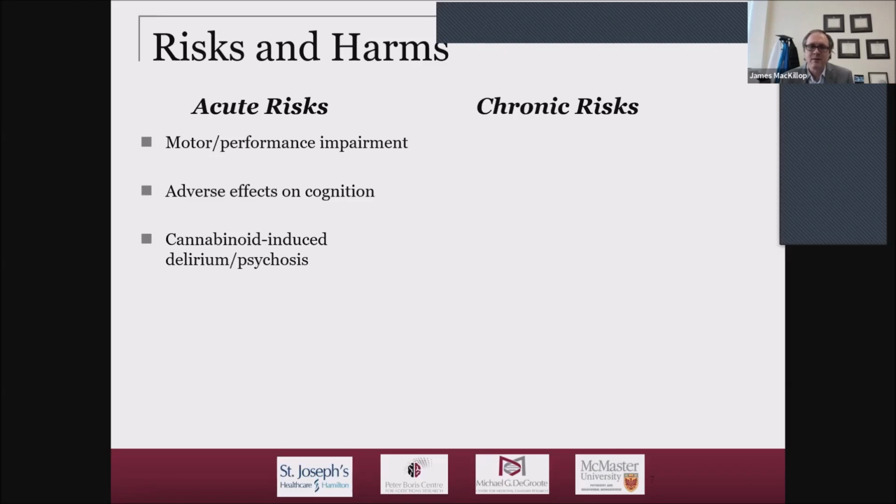One of the persistent myths is you can't overdose on cannabis, and certainly if you overconsume, especially if you consume a lot of edibles, you can feel extremely unwell. It can induce a delirious state or psychotic symptoms. It can require medical management of this very unpleasant state that fortunately is not life-threatening.